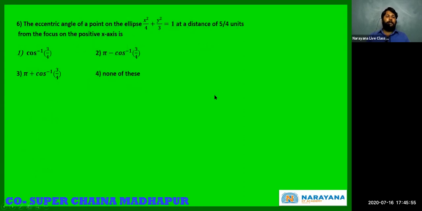Okay. The eccentric angle of a point on the ellipse x square by 4 plus y square by 3 equal to 1 at a distance of 5 by 4 units from the focus on the positive x-axis is what?